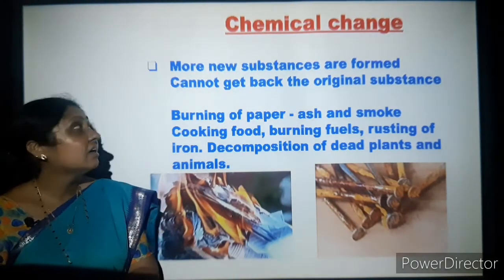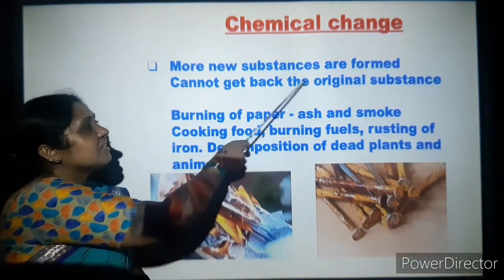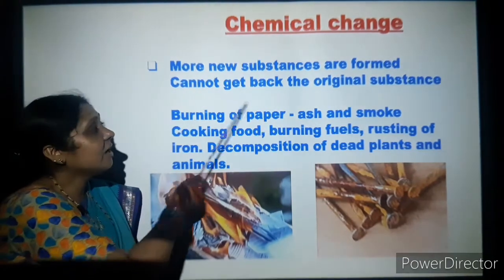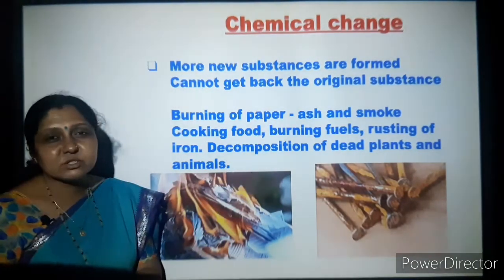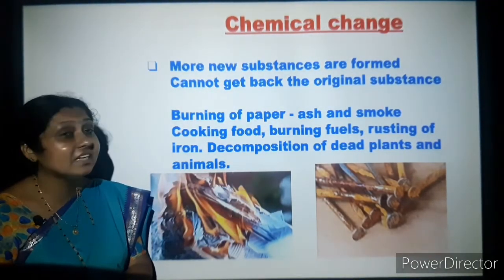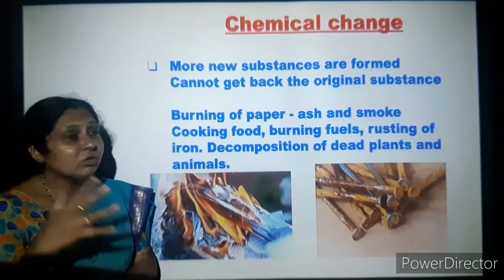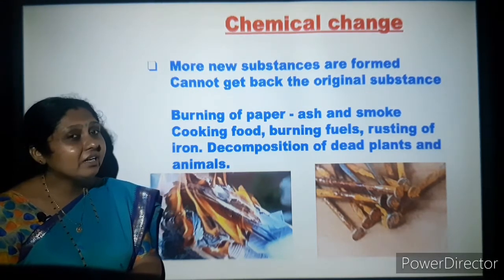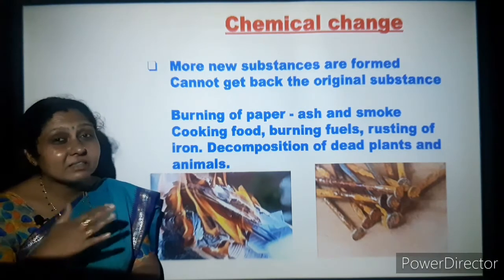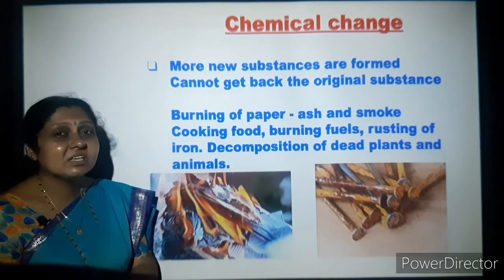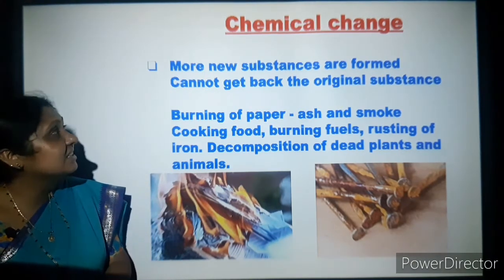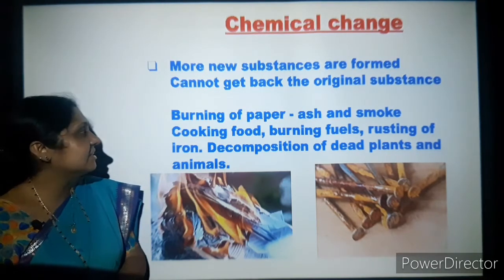Chemical change. More new substances are formed, cannot get back the original substance. Especially when it comes to chemical change, you get many more substances formed, but you cannot get back the original substance. So, that is the difference between the physical change and the chemical change.